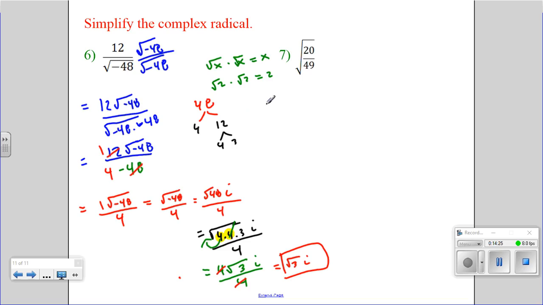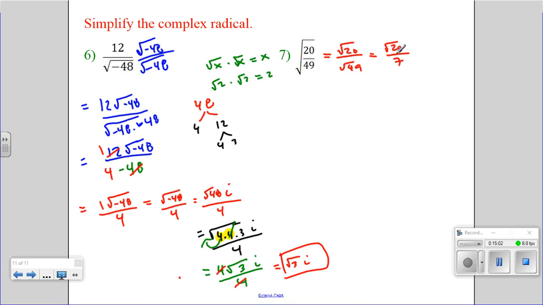Our last question, number 7. I have a fraction underneath a root. Those are not allowed. So the first step is to separate the root. That would be the square root of 20 over the square root of 49. Well, 49 is a perfect square. So that's the square root of 20 over 7. If 49 wasn't a perfect square, you would do like we did on number 6. Take that root at the bottom, multiply it on the top and the bottom first.